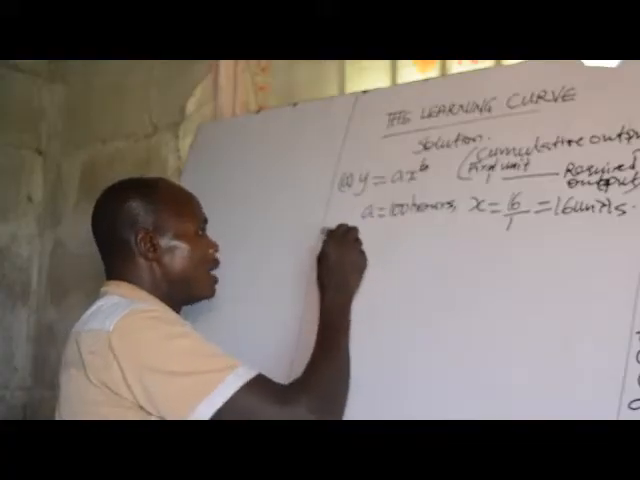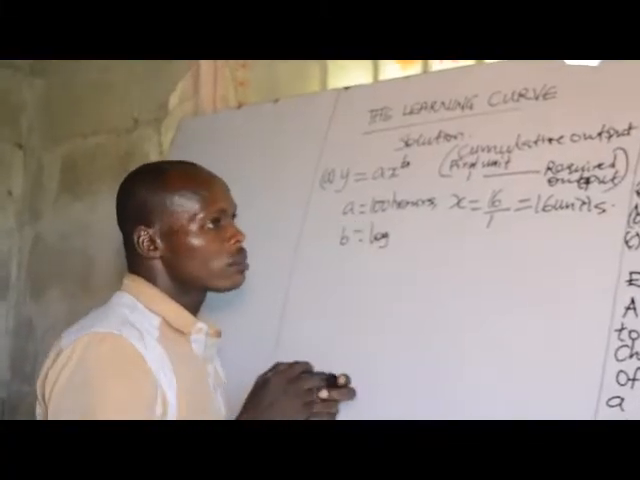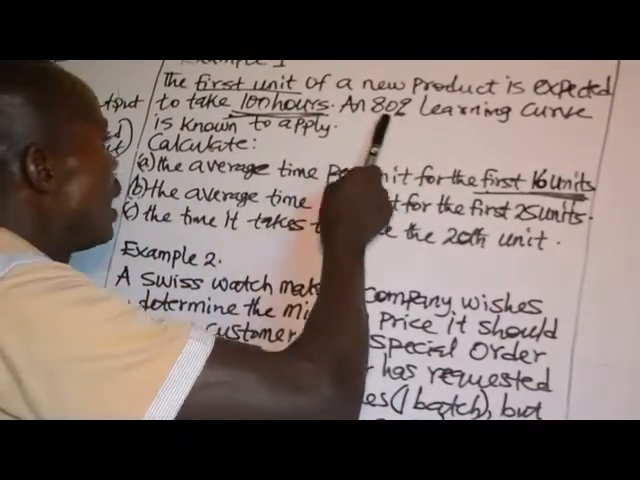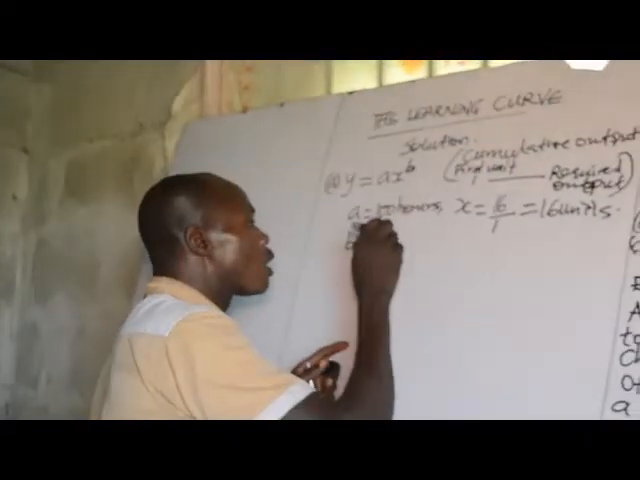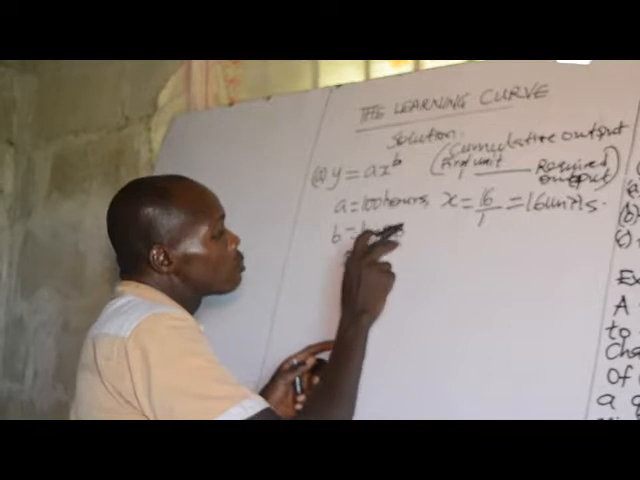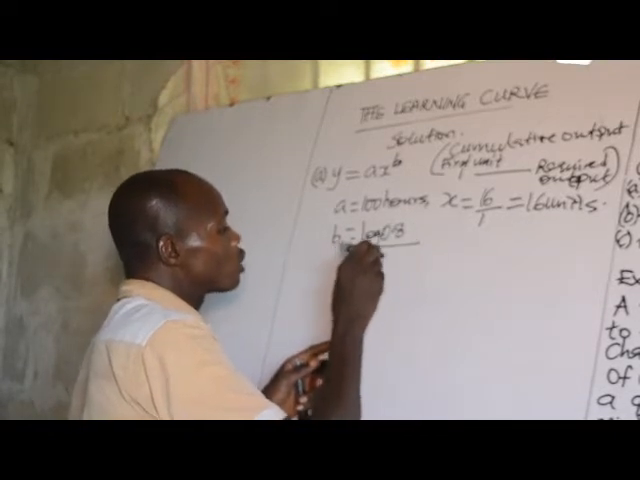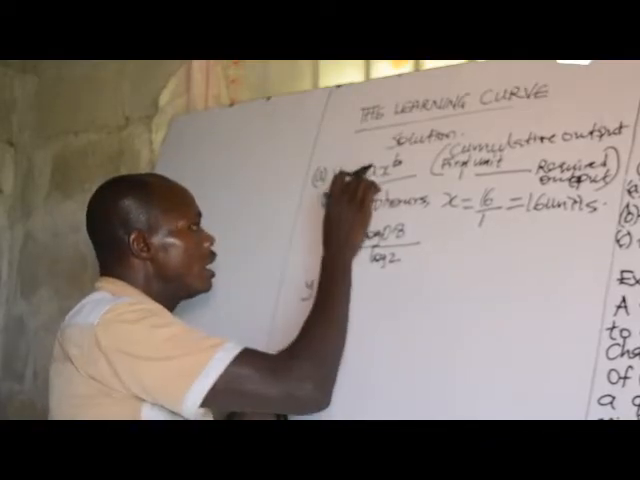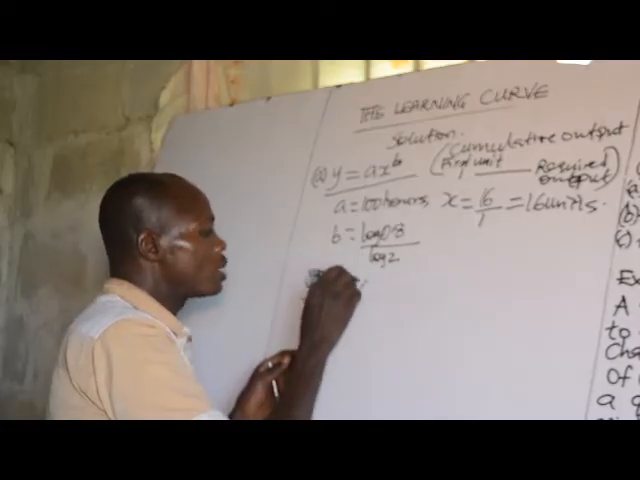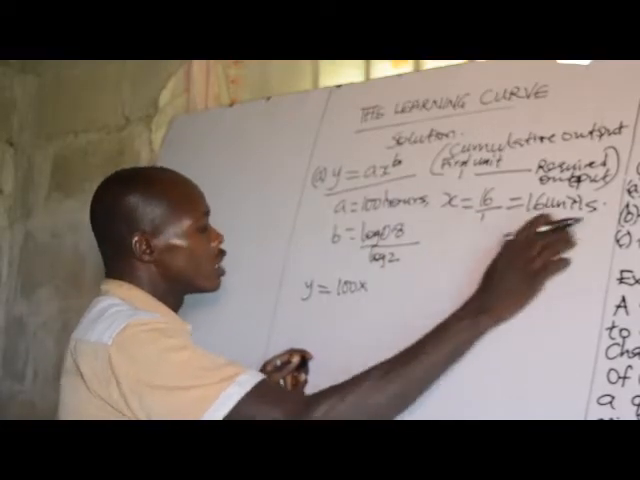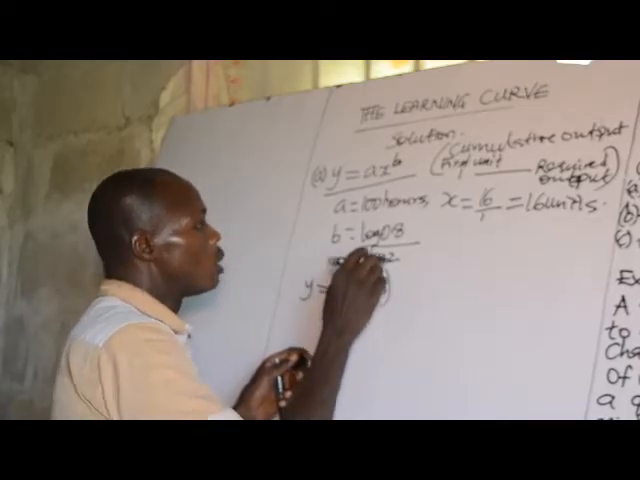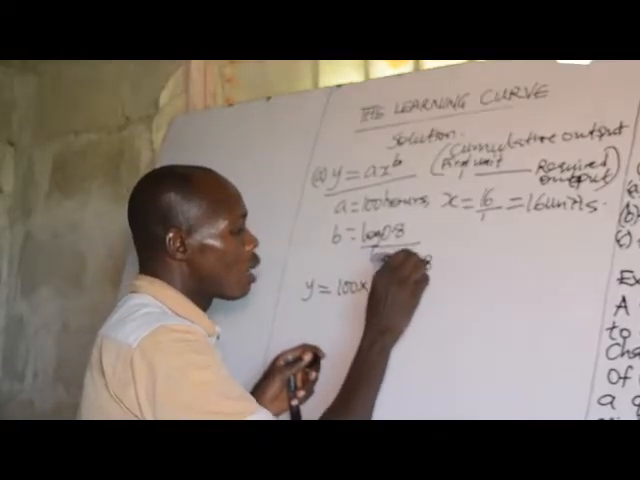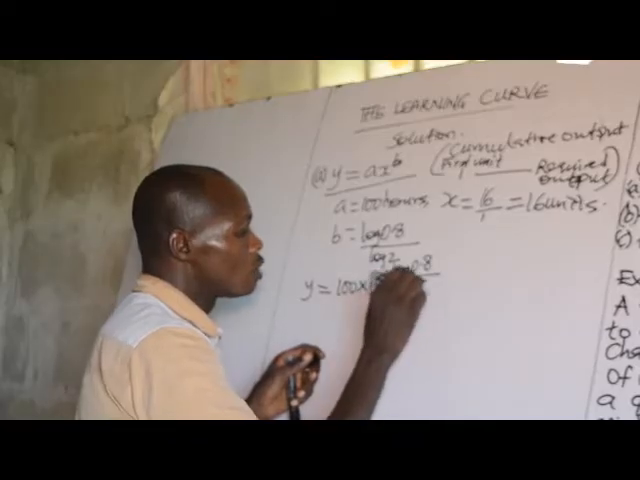Then we also need the value of b. b is the logarithm of the learning rate, and the learning rate is given as 80%. So our learning rate is 80%, that means we have log of 0.8 (80 divided by 100) over log 2. Now let's substitute into the formula. y equals a, which is 100, times X, which is 16, raised to power b, and b is log of 0.8 over log 2.